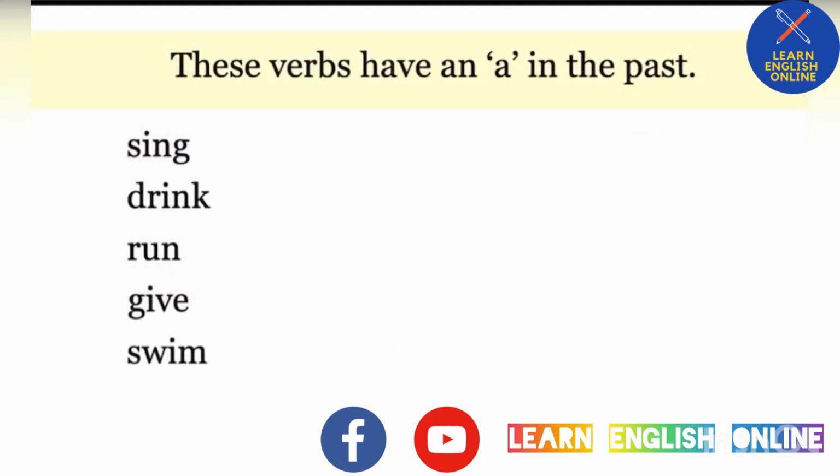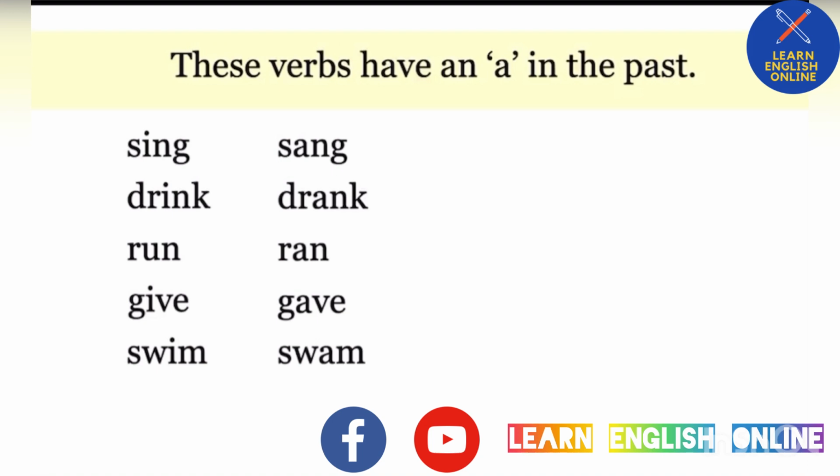These verbs have an A in the past: sing, sang; drink, drank; run, ran; give, gave; swim, swam.